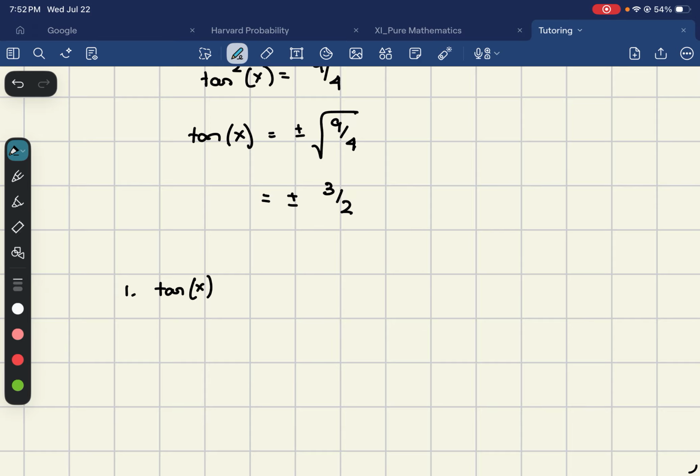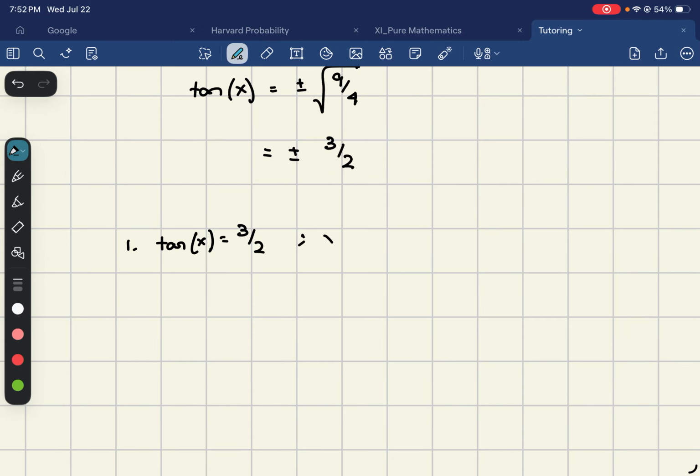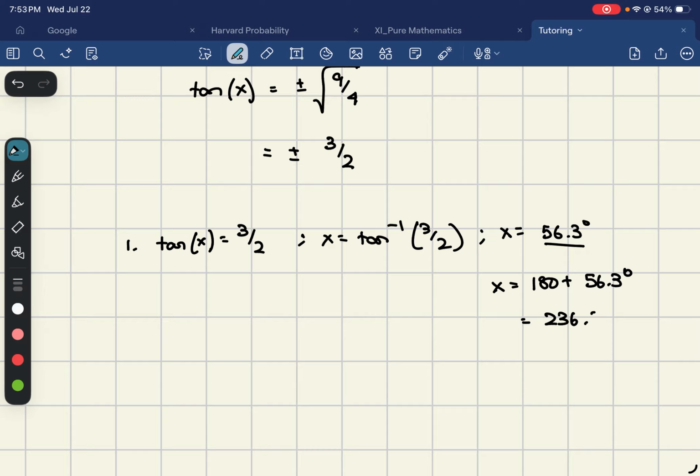Possibility 1 is that tan of x is equal to positive 3 over 2. And you can get x by taking the inverse tan. And x, if you do tan inverse here, you get 56.3 degrees. That is one solution. And if you know the acute angle for which you get 3 over 2, to find the other solution, you just add it to 180, right? So that in the third quadrant, it's positive. So the other solution is just 236.3 degrees to get positive 3 over 2.